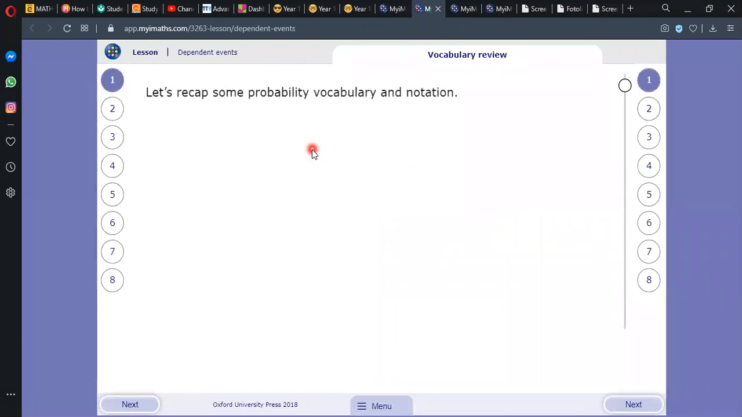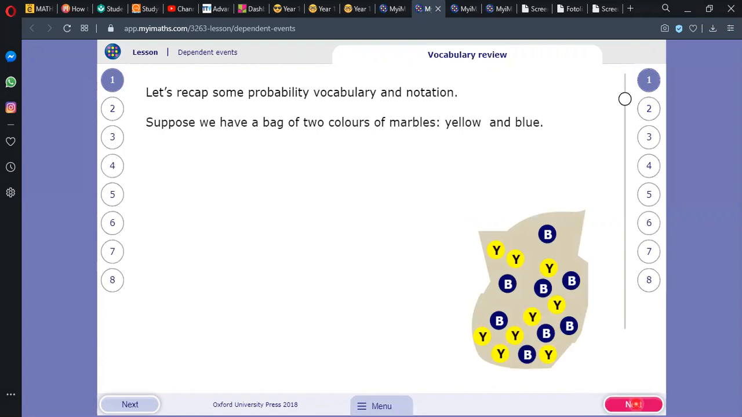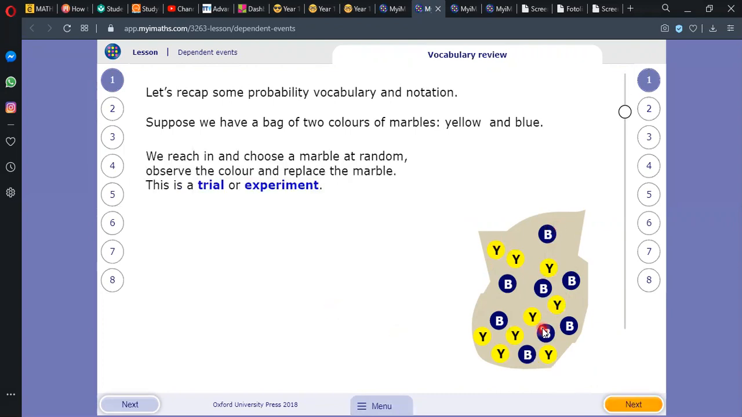Now, let's quickly recap some probability vocabulary and notations we have been using since the beginning of the topic, probability. Suppose you have a bag of two colors of marbles, yellow and blue. You can see that in the bag right here. We reach into the bag and choose a marble at random. Now, when we choose at random, it means that we are not looking, without looking. You're picking at random, choosing at random, selecting at random.